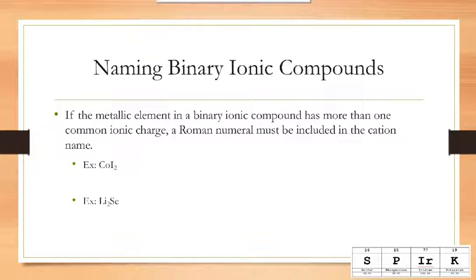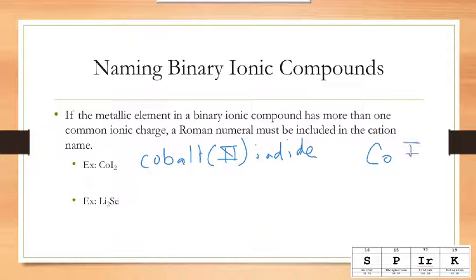So we could have cobalt(II) iodide. When we uncrisscross, it's going to look like this. We have CoI2, and we just uncrisscross like we did before. And that's going to tell us that we have cobalt 2+ and I-. That's how we know that it's cobalt(II) iodide.